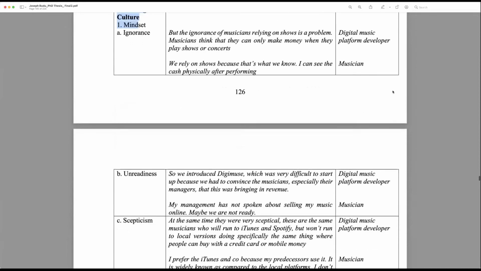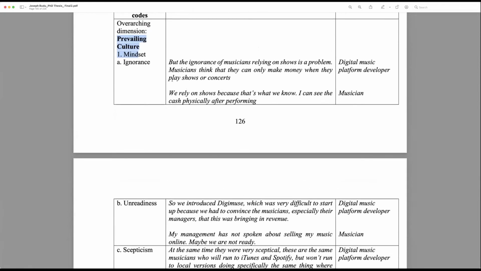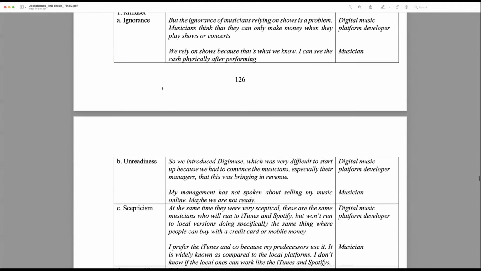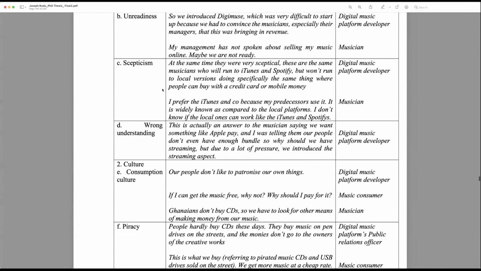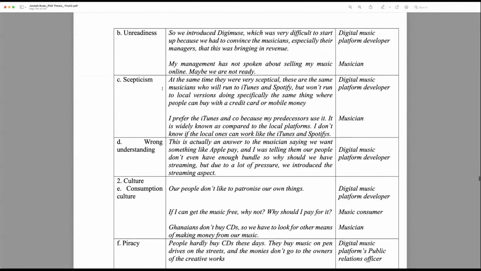Okay, now look at another thing here. You see, I didn't show all the data. Before the mindset was generated, he talked about ignorance and he talked about unreadiness. The two of them combined generated mindset, and went on to generate prevailing culture. So that is one thing we should be very careful about. There are a lot of things being discussed here. One of them is mindset, and then another one is culture.